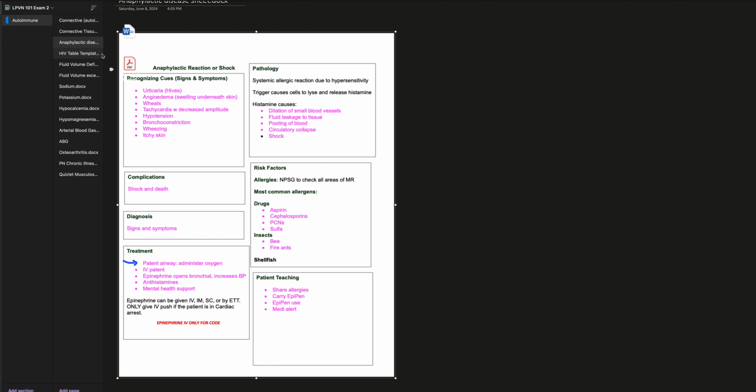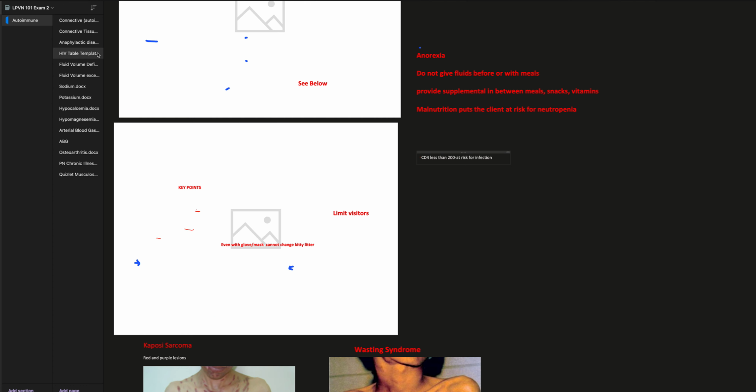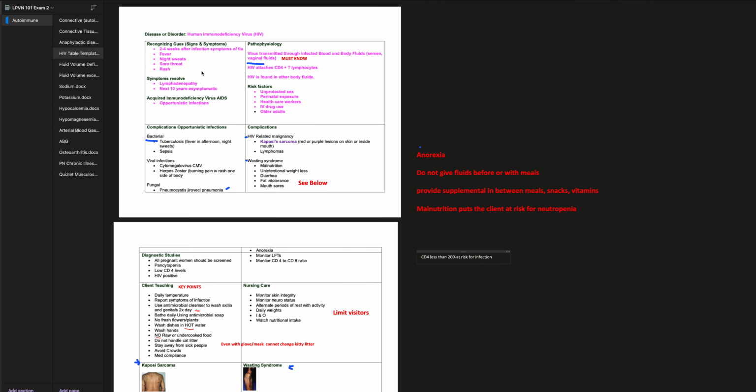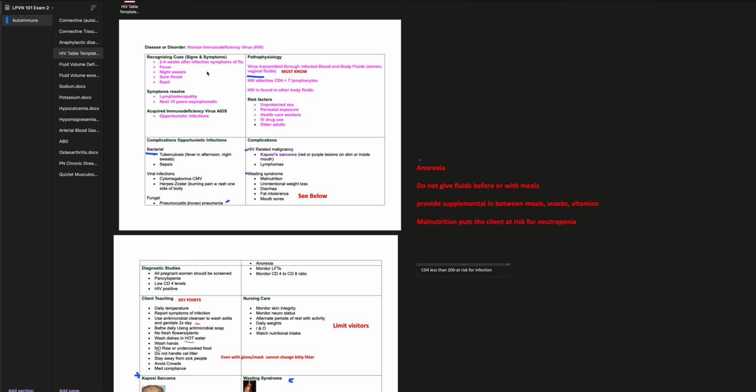All right, let's go on to HIV. With HIV, how it's transmitted is usually through sex, through semen and vaginal fluids. So you need to know that they're infected through blood and body fluids.